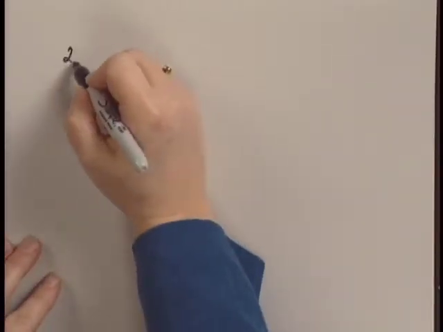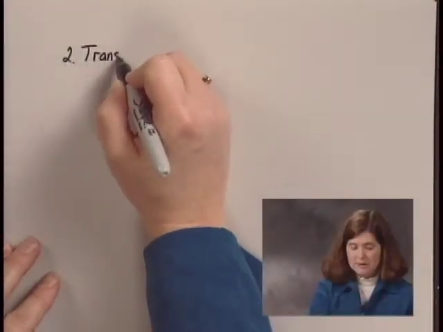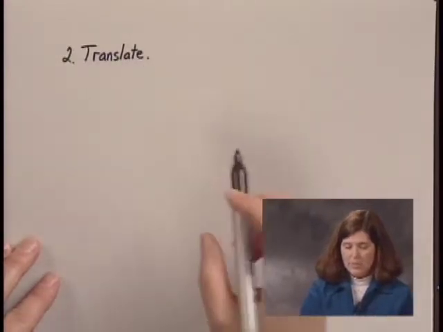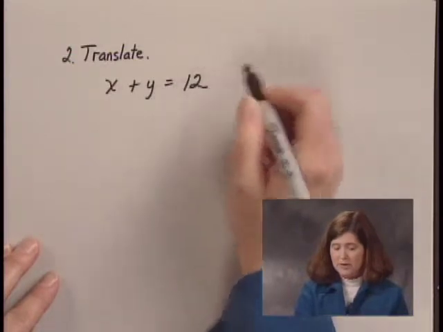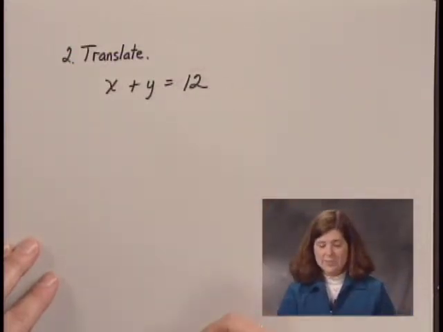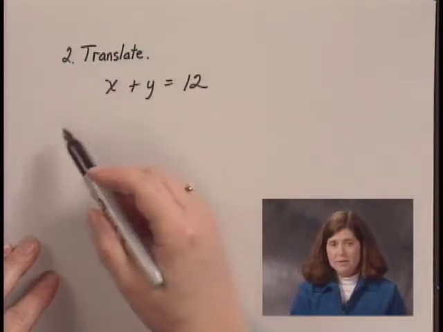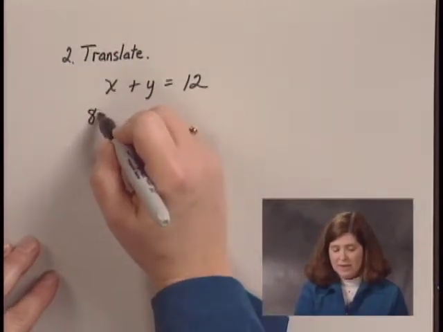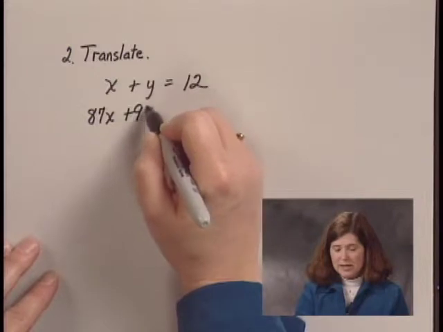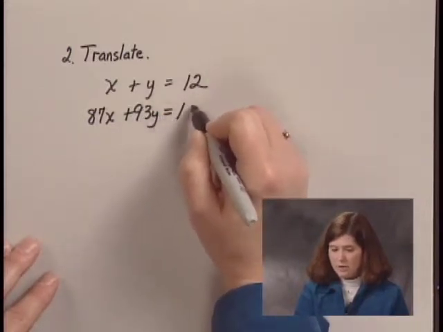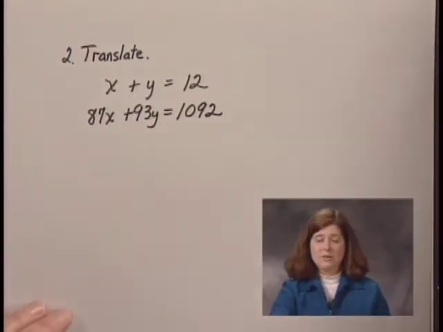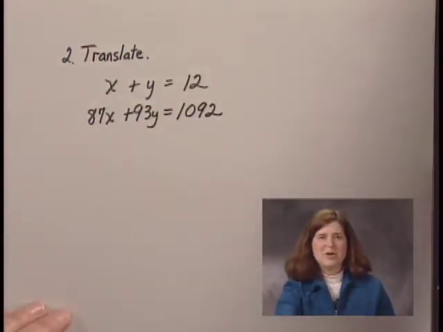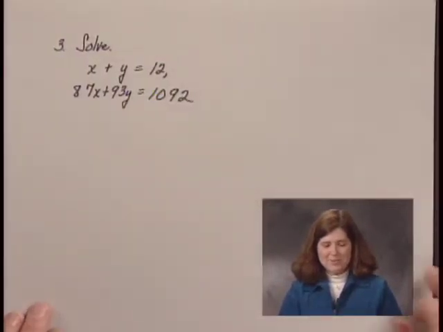We move to our second step, translate. And we have from the top row of the table that X plus Y has to equal 12. This has to do with the total amount of the gasoline. To have the correct octane, we need 87X plus 93Y equals 1,092. And this came from the third row in the table. So now we're ready to solve that system of equations.